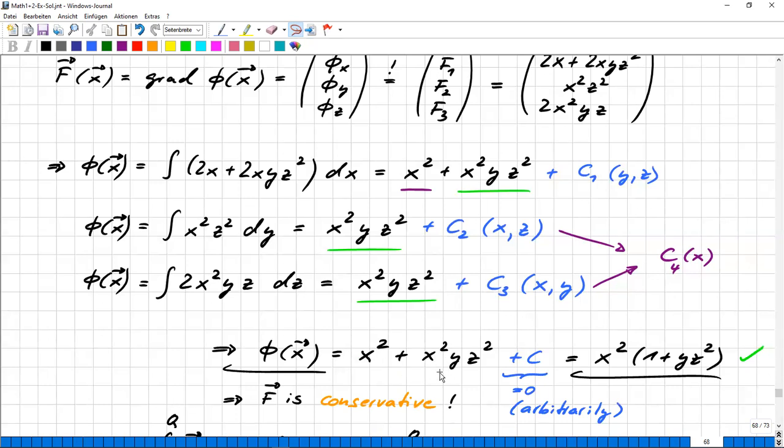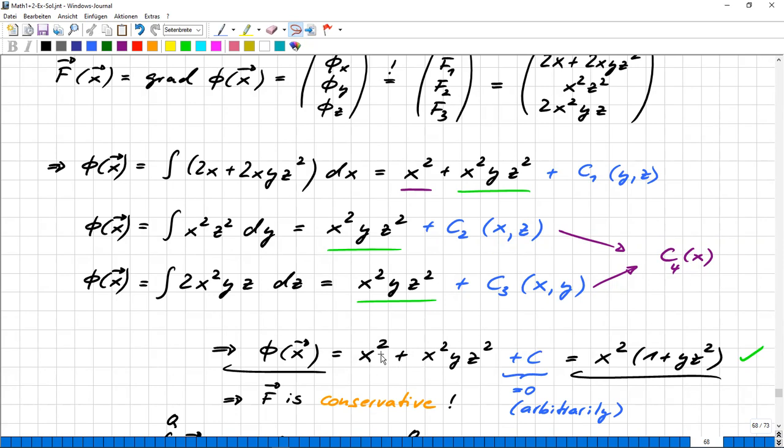It can be transformed a little bit by taking x squared outside parentheses, or putting 1 plus y z squared in parentheses. Now this is perhaps a little nicer also to handle. And as I told you, just test.